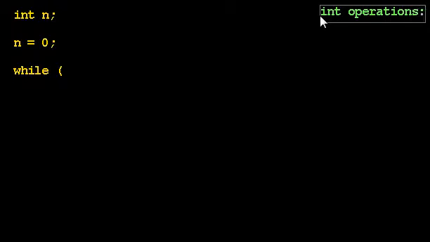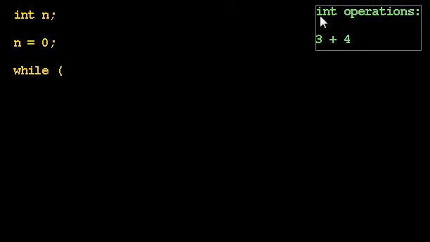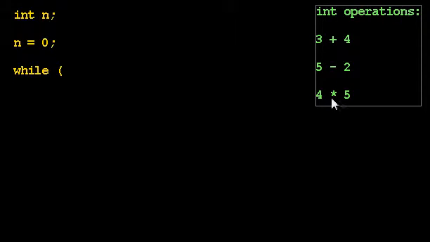Int operations. So one of our operations is that we can add. We could say 3 plus 4, we could say 5 minus 2, we could subtract, we can multiply, and I don't think you'll be surprised by the behavior here. 4 asterisk 5 means 4 times 5, so that expression evaluates to 20.